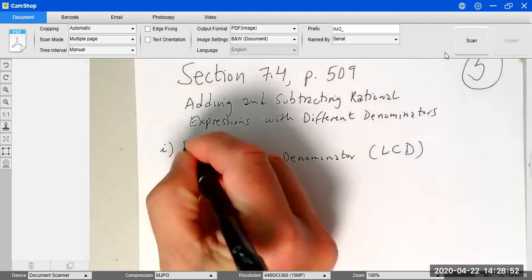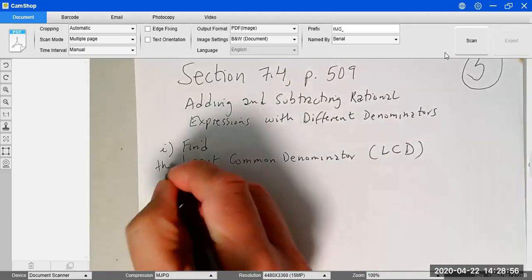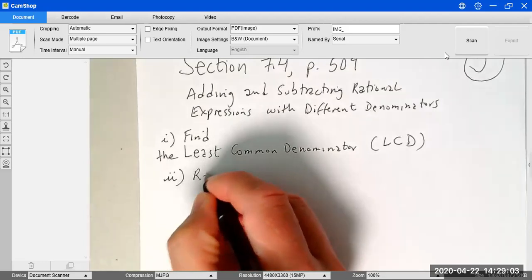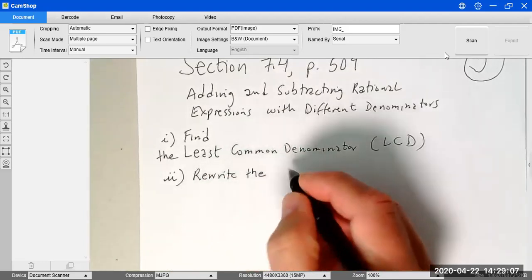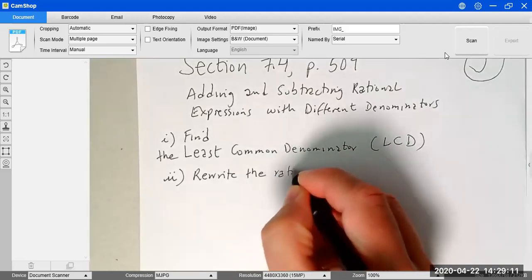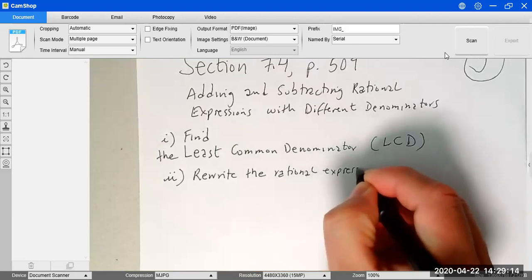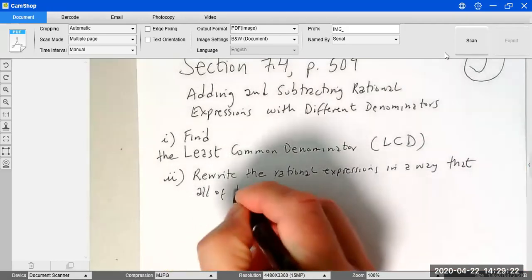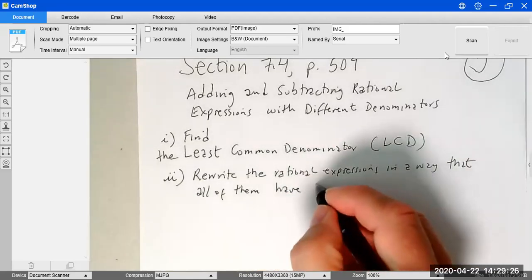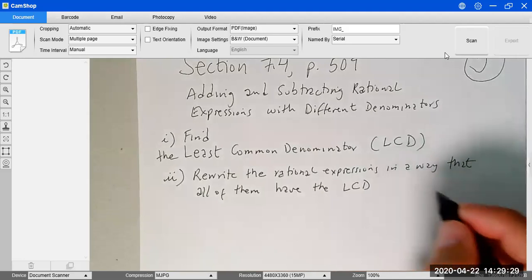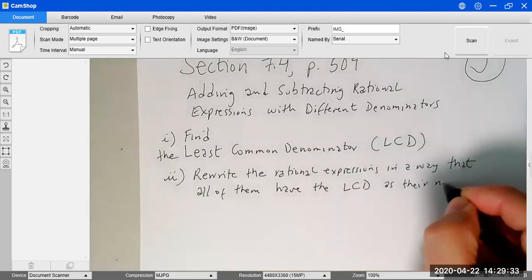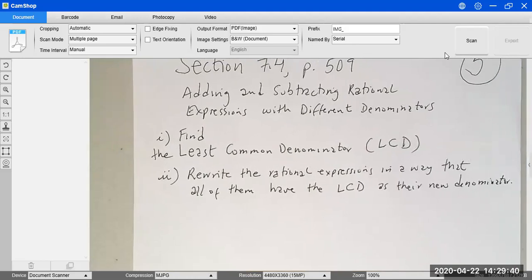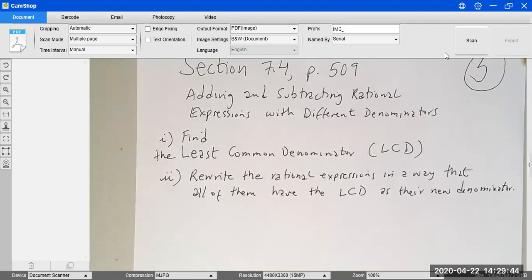We're going to need to find the least common denominator. Then we're gonna rewrite the rational expressions in a way that all of them have the least common denominator as their new denominator. It looks redundant, but I prefer being redundant so this can be understood well.